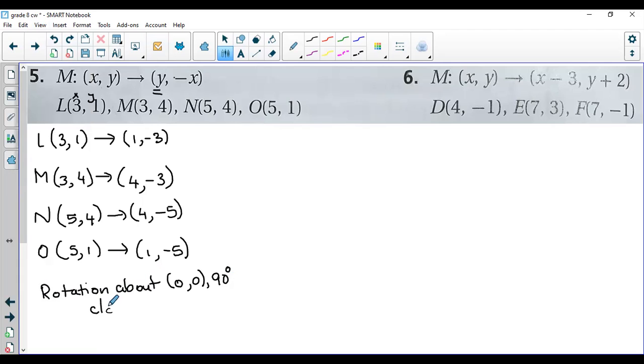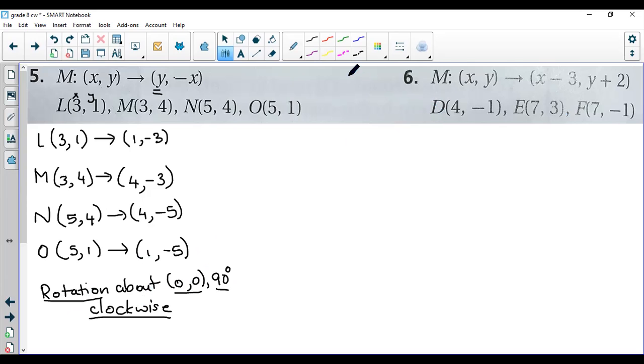So only for rotation you need to mention three things. In fact, four things. You have to mention that it's rotation. This is the first thing you need to say. And from where? That's the coordinate. You have to say it's from the origin. This is the second one. You have to say how many degrees and you have to say in which direction. So rotation about 0, 0, 90 degrees clockwise.